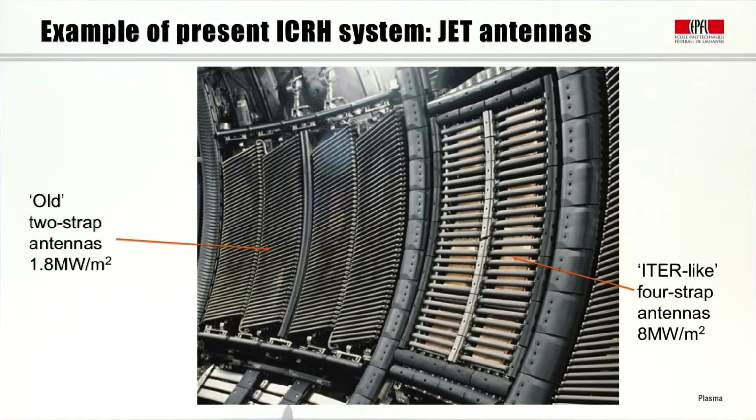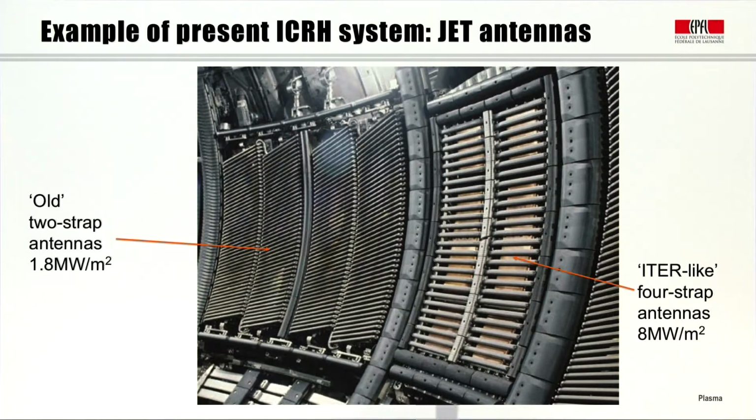Here is a picture of the antenna, in fact the several antennas of the JET tokamak. We have the version that has been used for many years. It has two straps per antenna, producing a power surface density of a little less than 2 megawatts per square meter.